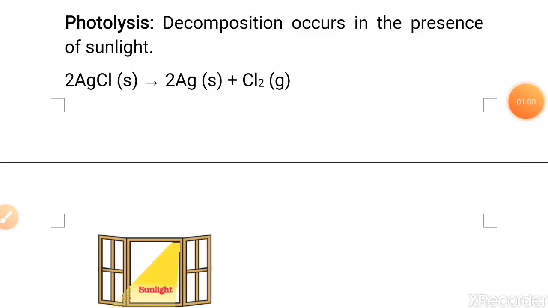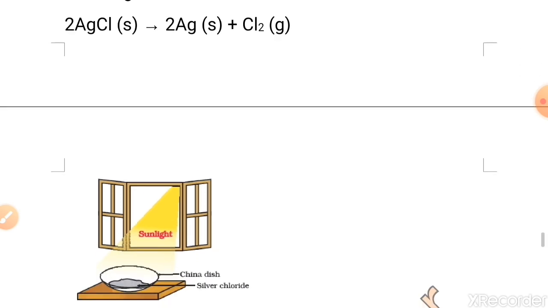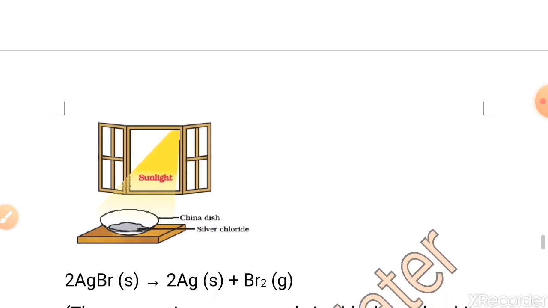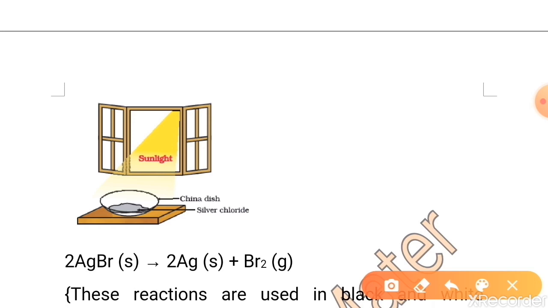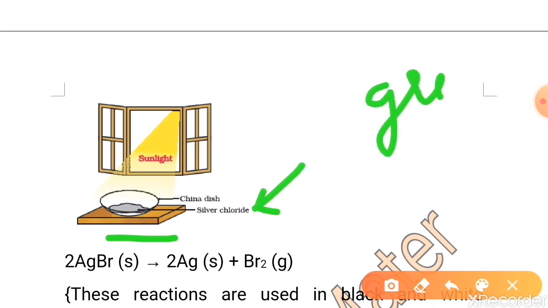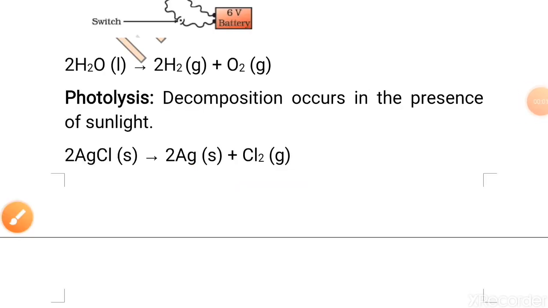The third type of decomposition is photolysis. This decomposition occurs in presence of sunlight. There are few compounds like silver chloride and silver bromide which undergo such kind of reaction. Here in this diagram you can see, students, silver chloride has been placed in sunlight, and after some time this white colored silver chloride will turn to grey color after the reaction. The reaction is 2AgCl gives 2Ag plus Cl2.